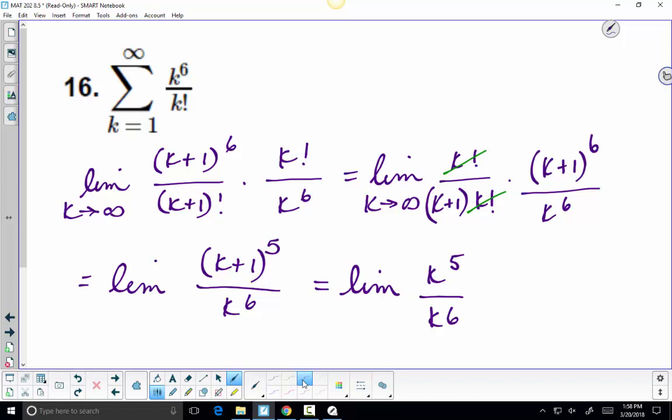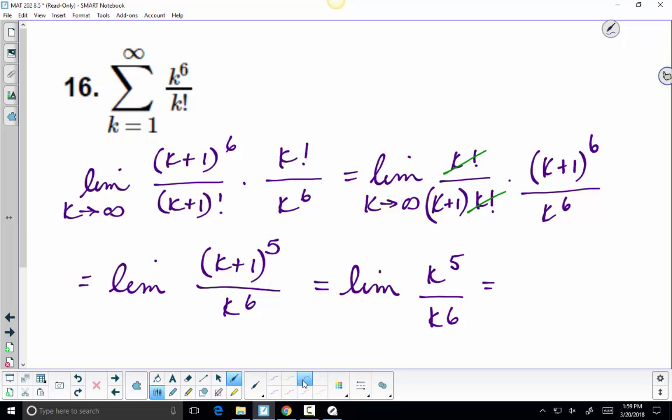Those are equal. We can take that fifth degree polynomial, right? If you were to multiply that all out, you'd have k to the fifth plus constant times k to the fourth plus constant times k cubed plus constant times k squared plus constant, right? And the dominant term is the k to the fifth. So you can just take away all that extra stuff. That k to the fifth term is going to be the dominant term for that numerator's polynomial. That's going to simplify it a lot.